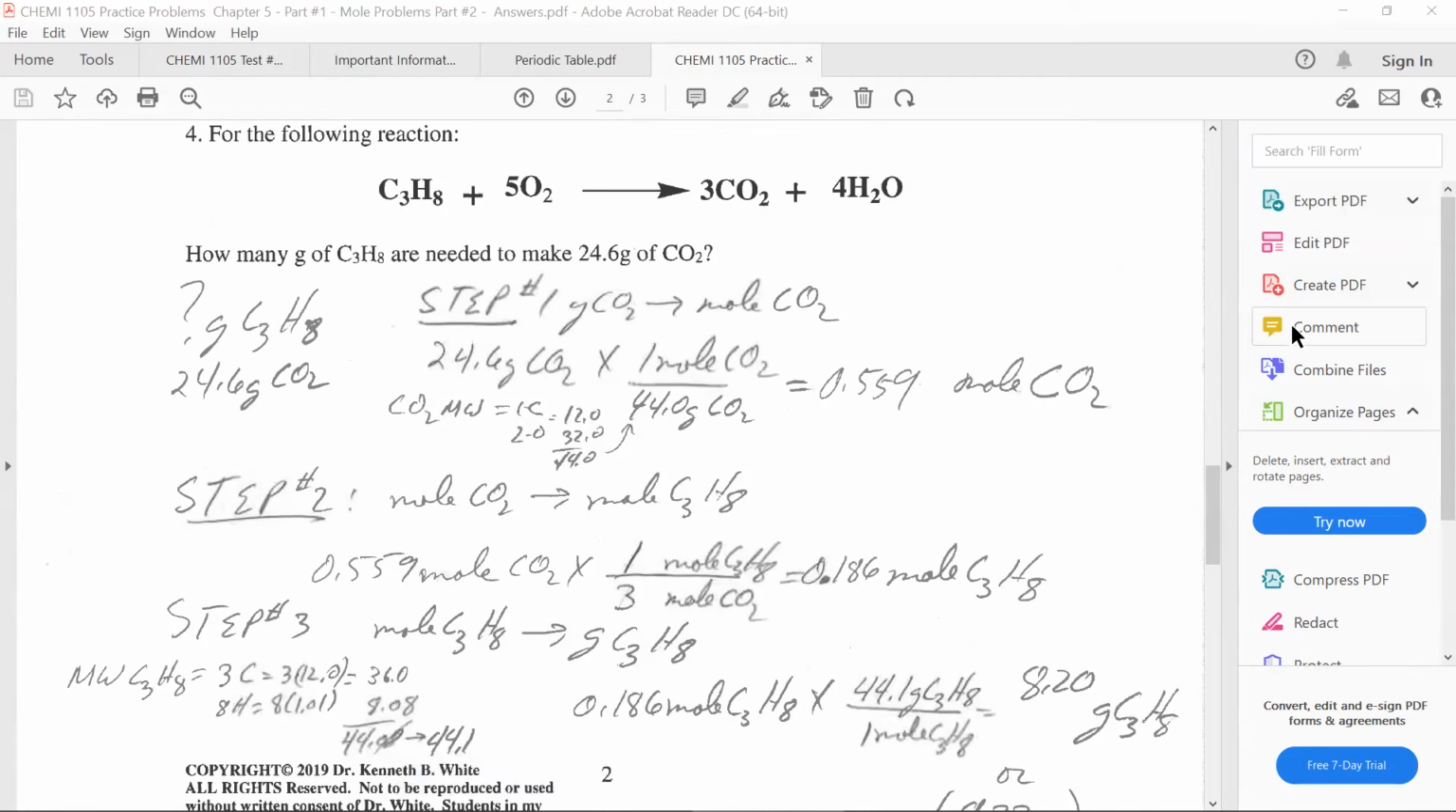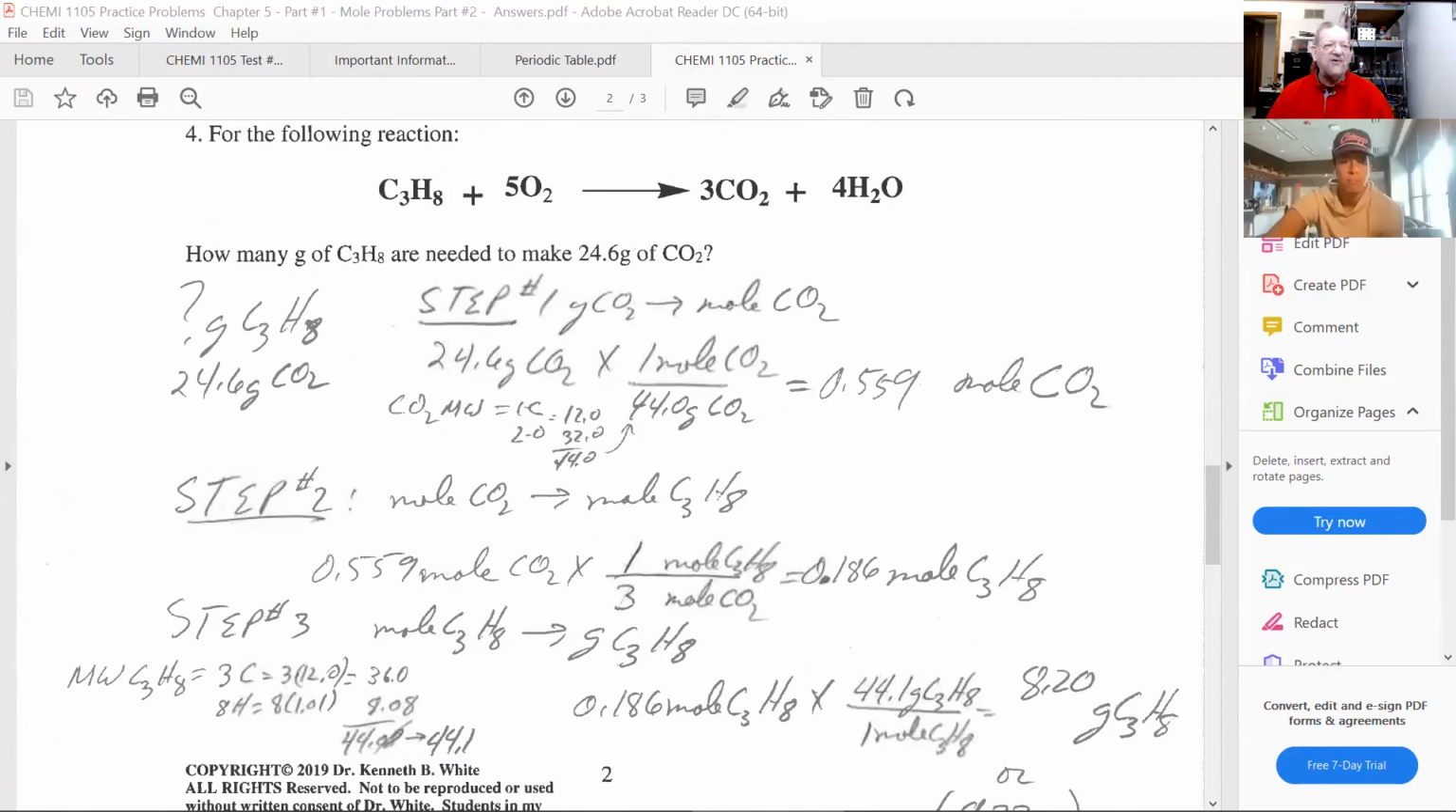All right, let's go through this once more because I think this will help you. You're given a balanced chemical equation and you're asked how many grams of C3H8 propane are needed to make 24.6 grams of CO2. We're trying to find grams of propane, C3H8. We're given grams of CO2, carbon dioxide.